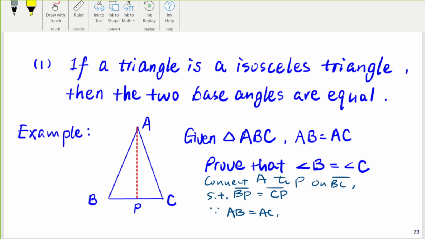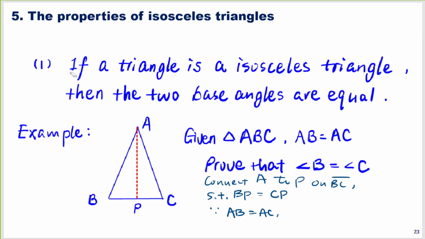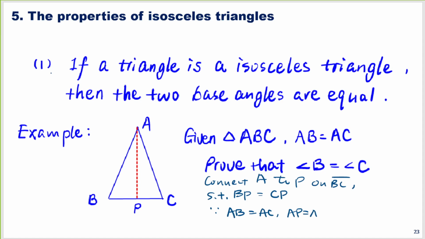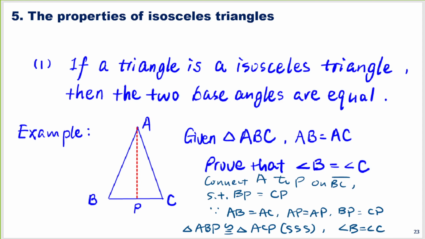Oh, sorry, I should not use the bar on top. Okay, because AB equals AC, AP equals AP, and BP equals CP, we have triangle ABP is congruent with triangle ACP by SSS, right? Therefore, we have angle B equals angle C, right? This is the logic behind it. So I'm not gonna talk much about it. You can try to prove this by yourself after the class, okay?